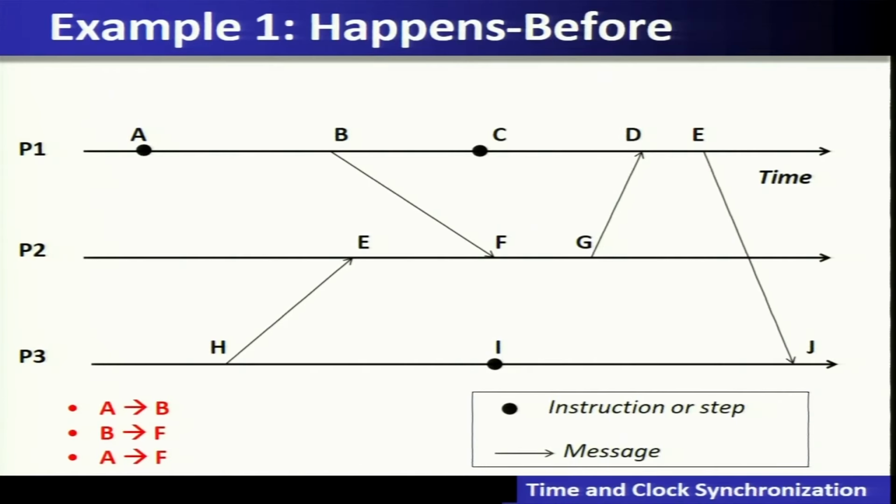Now you can see that A has happened before B. Why? Because it is an internal event. Similarly B has happened before F and A has happened before F. Why? Because A has happened before B as an internal event, B has sent a message, so there is a receipt of the message. So the sending of a message happened before the receipt of a message, using Lamport's clock rule 2. So if you include A, B and F, A has happened before F using the transitive relation. Likewise you can order the events in this manner.